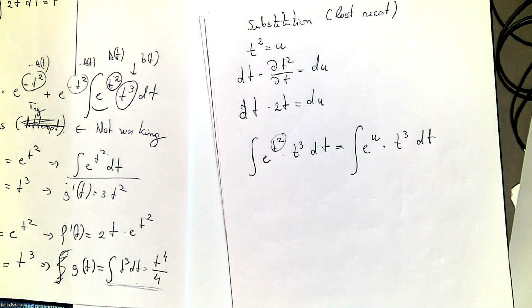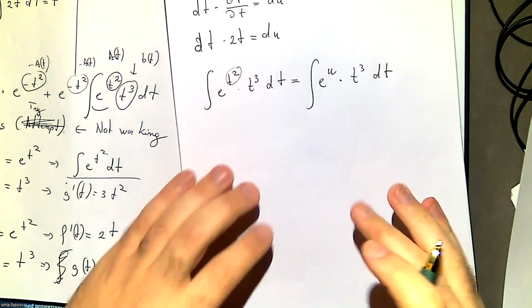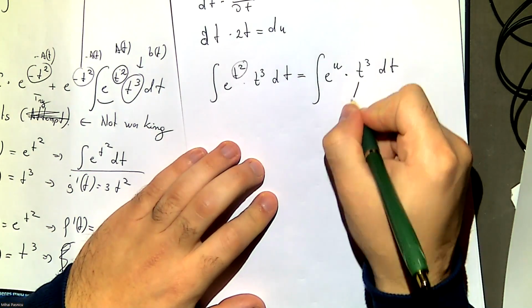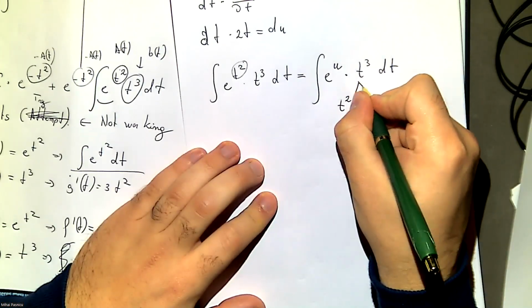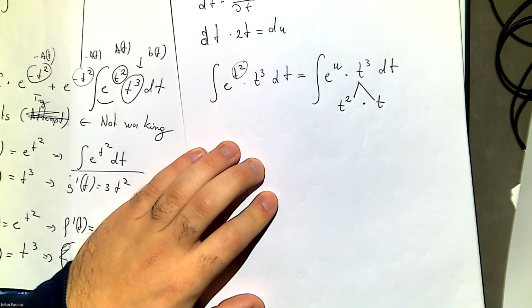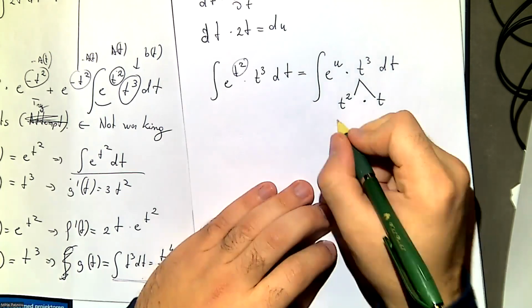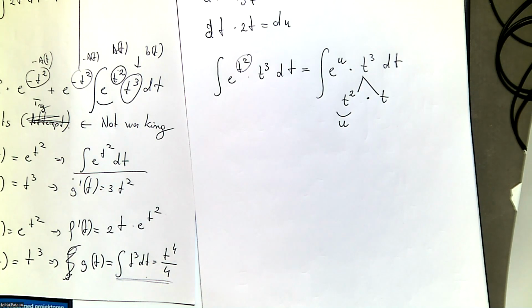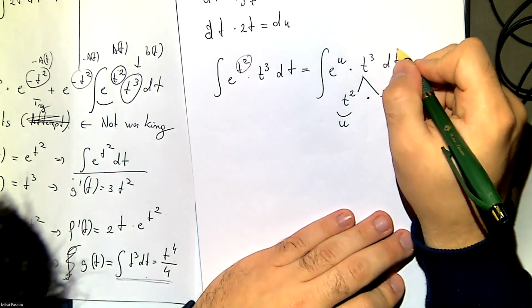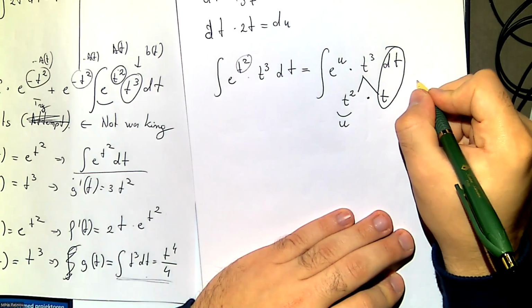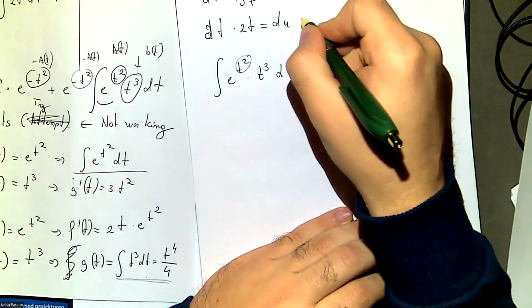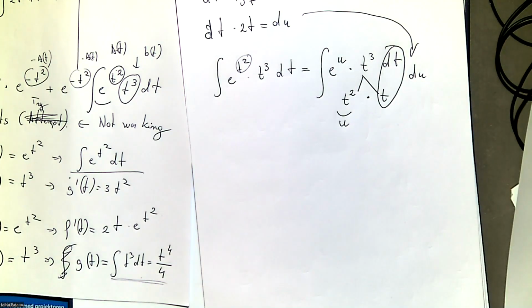Now we just need to observe that this t to the third is just t squared times t. Right? Why is this observation very good? Because this is u, and because this is du from here. Make sense? Everyone's seeing it?